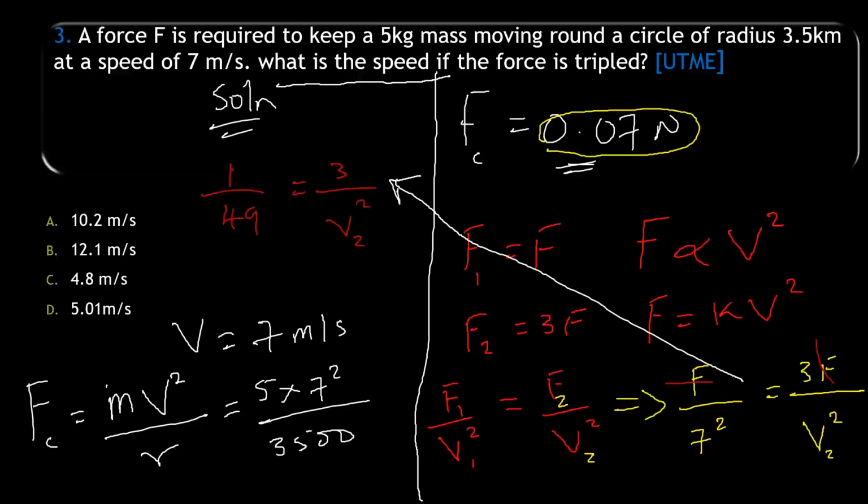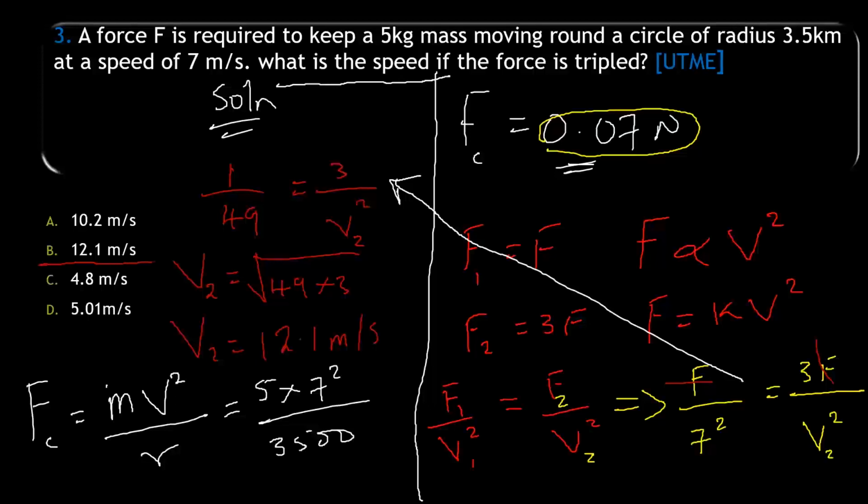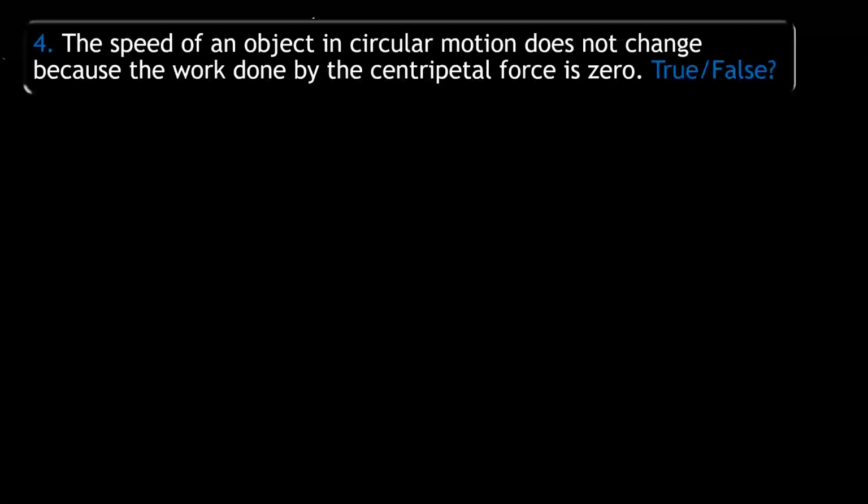If you work this out, you will get that V2 is equal to the square root of 49 times 3. Work that out and let's see. The answer V2, which is what we are looking for, should be 12.1 meters per second. So this option is the correct option.